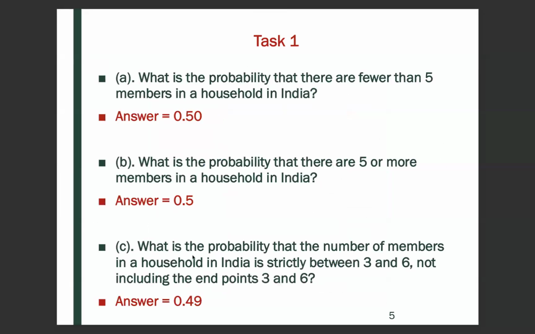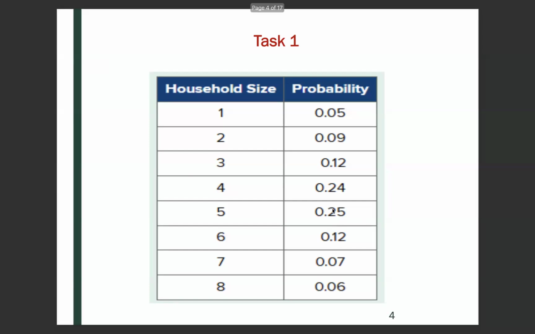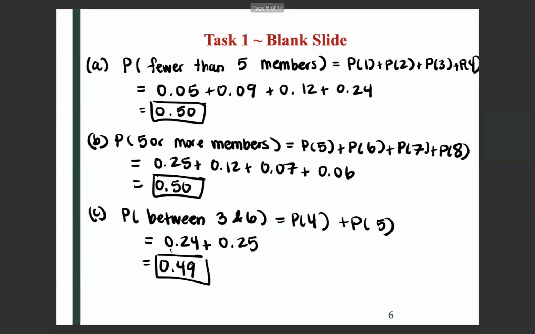Then part C, what is the probability that the number of members in a household in India is strictly between 3 and 6, not including the endpoints 3 and 6? So that would be, since 3 and 6 are not included, 4 and 5. So we would want to add up these probabilities, 4 and 5. And so we get 0.24 plus 0.25, which equals 0.49.